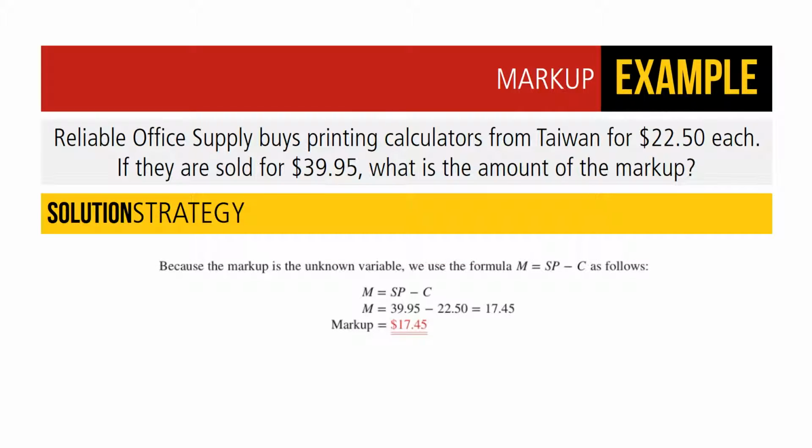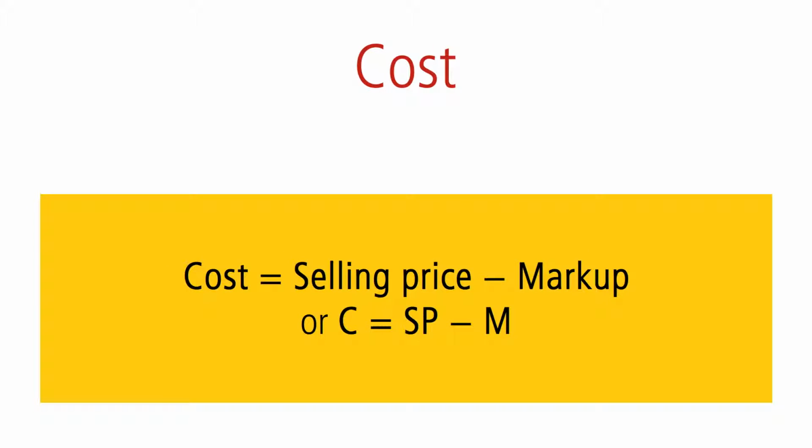Reliable Office Supply buys printing calculators from Taiwan at $22.50 each. If they're sold for $39.95, what is the amount of the markup? Our solution strategy is as follows. Because the markup is the unknown variable, we use the formula M equals SP minus C, where markup equals the $39.95 selling price minus the $22.50 overall cost. That gives us a markup of $17.45.